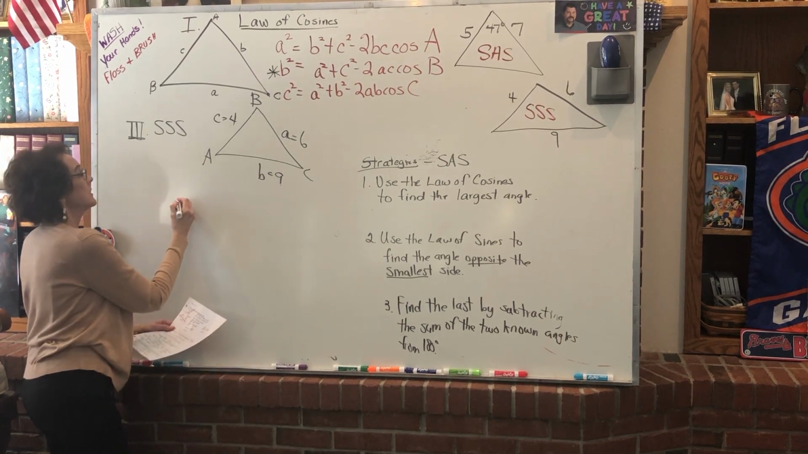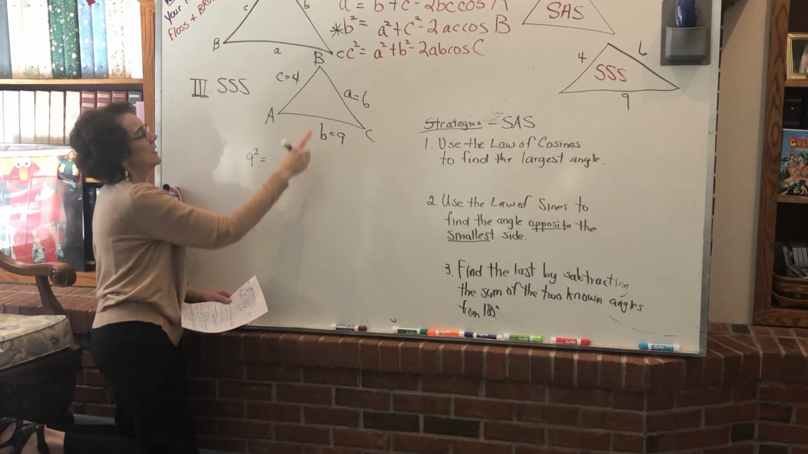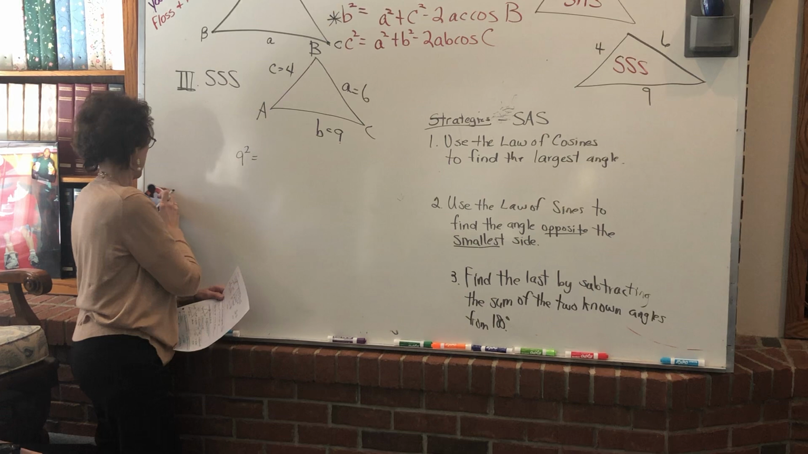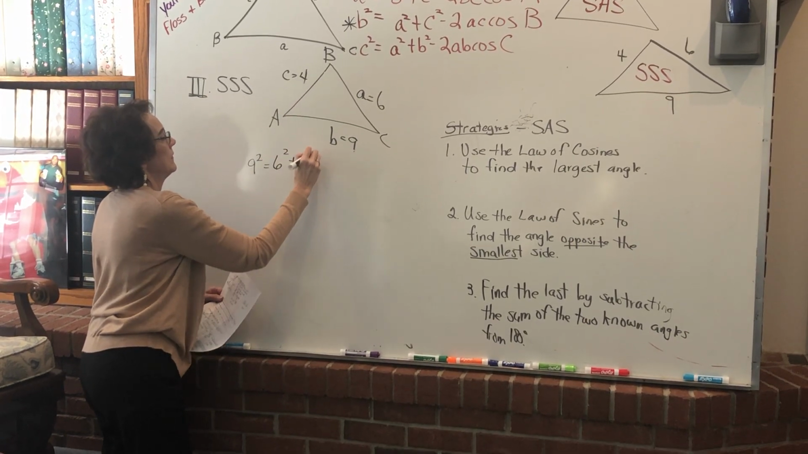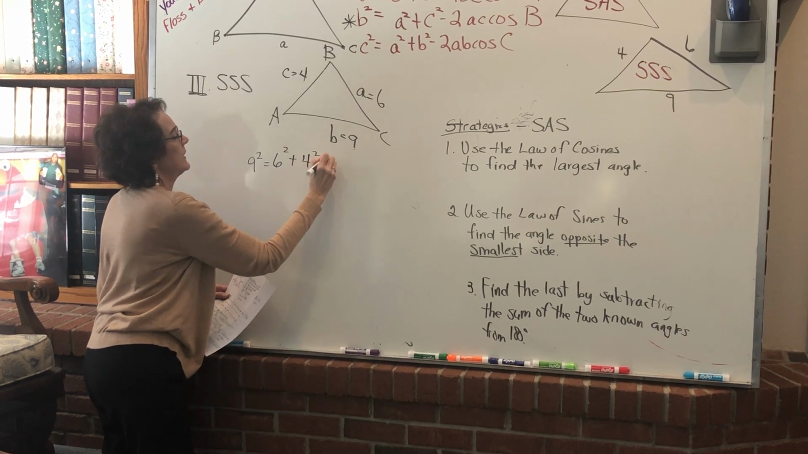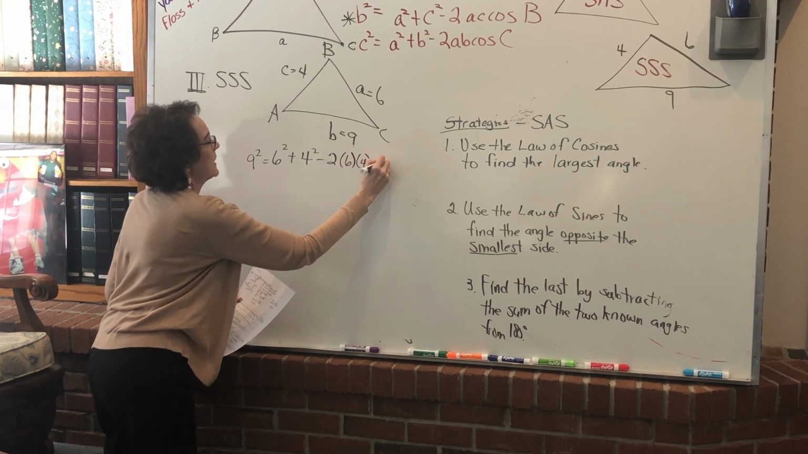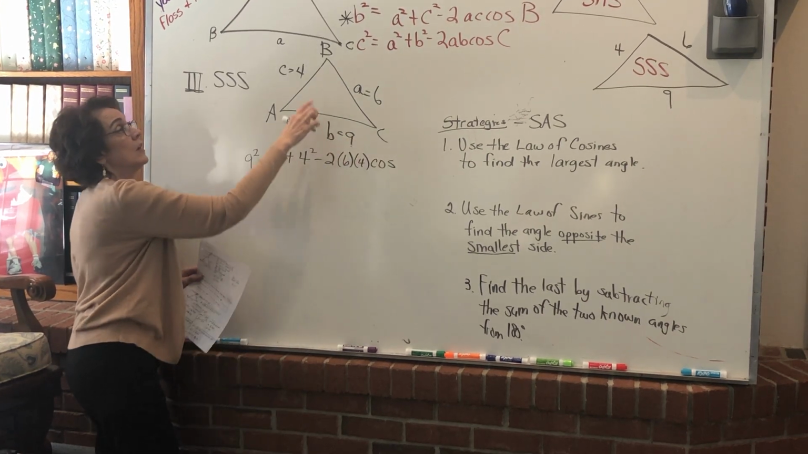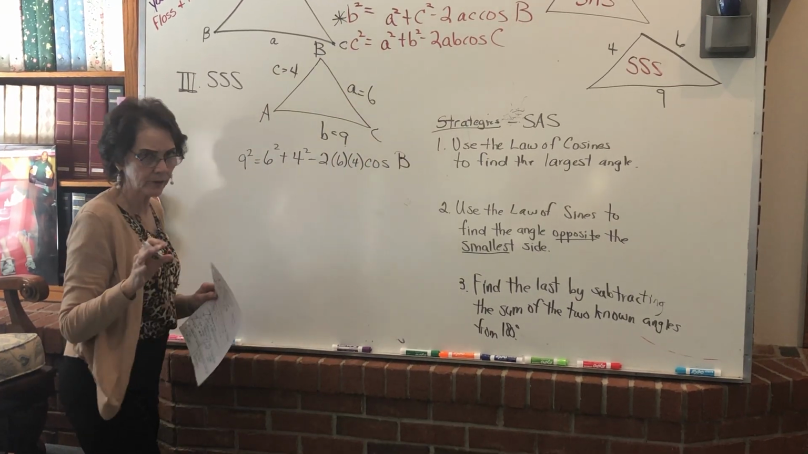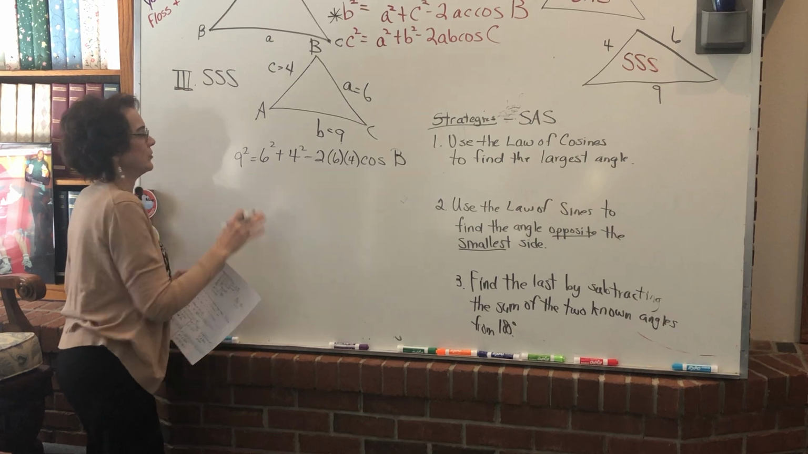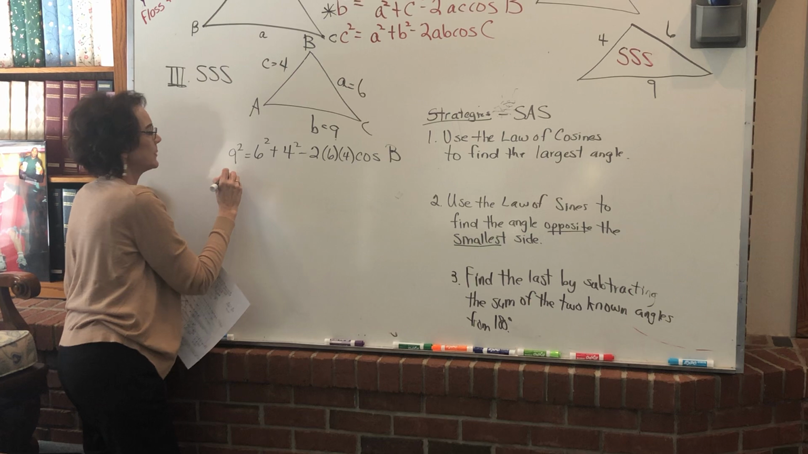All right, here we go. So B squared, 9 squared equals A squared and C squared minus 2 times A and C times the cosine of the largest angle, B. Now, this is a little bit more complicated to solve. You know, you're not just doing all that in your calculator. You're actually having to find this. So just be a little bit careful.